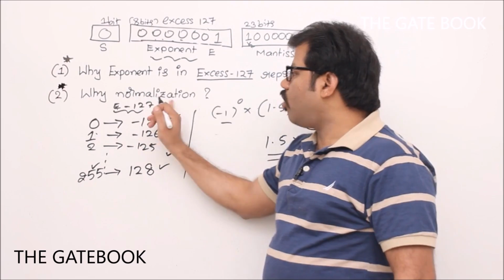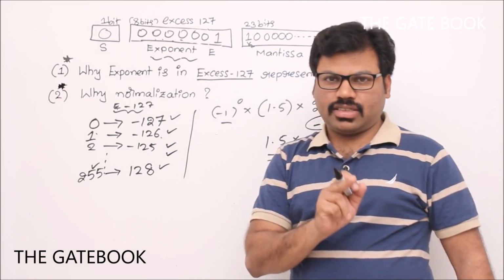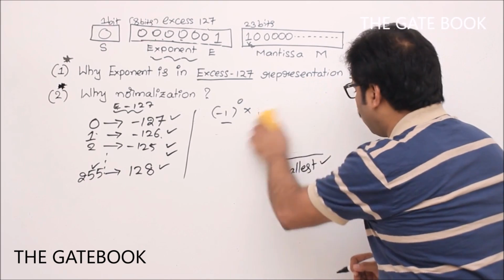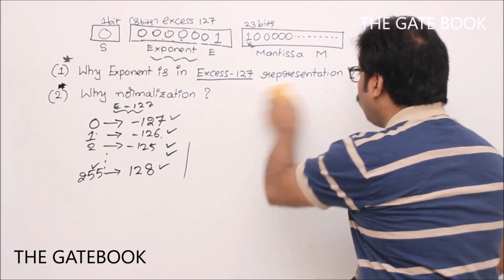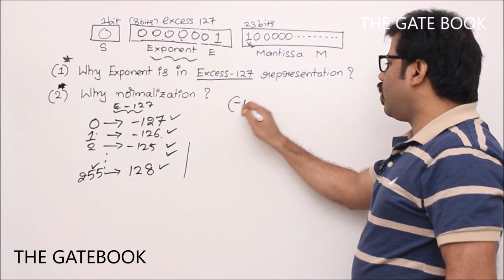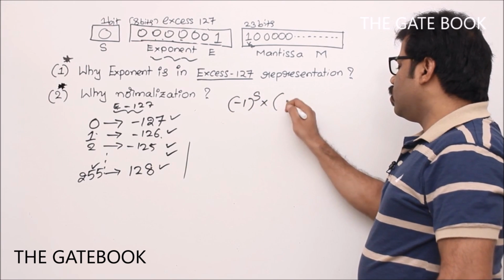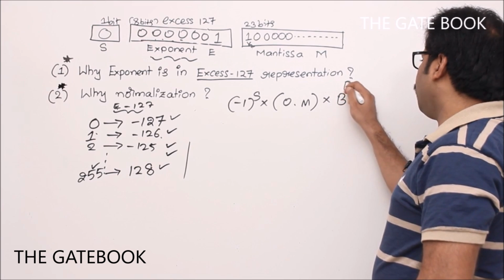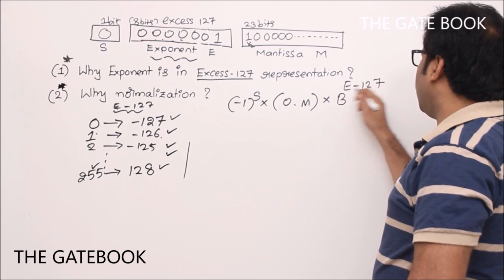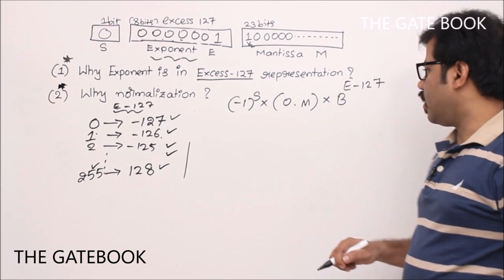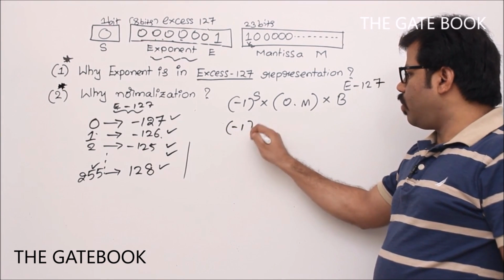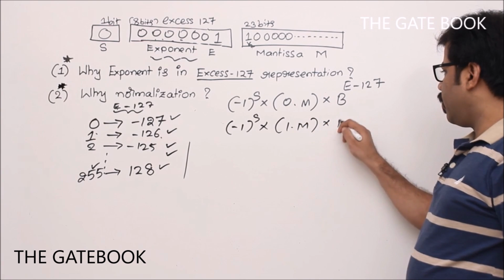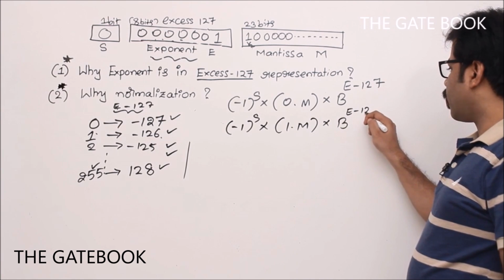Second thing, why normalization? Sir, you said normalization. What does it mean, sir? So writing 1.m is called normalization. There are two things we can do. -1 whole power s into 0 point mantissa into base power exponent, okay, where exponent is of course e minus 127. Second thing, you can write -1 whole power s 1.m into base power e minus 127, right?